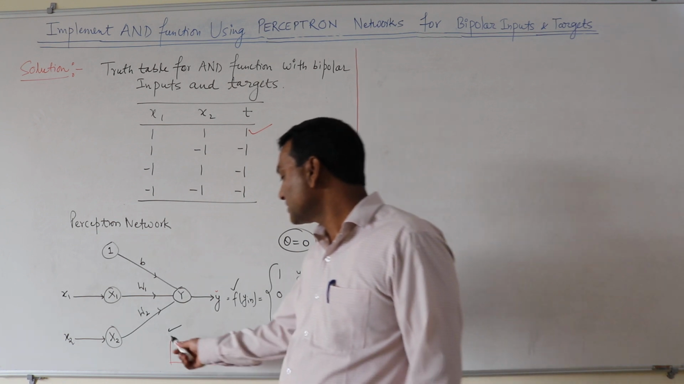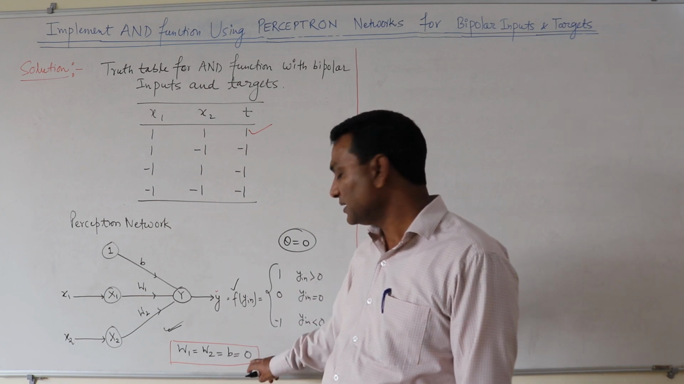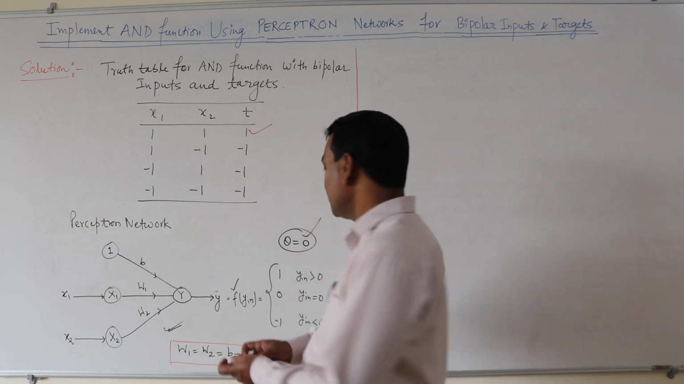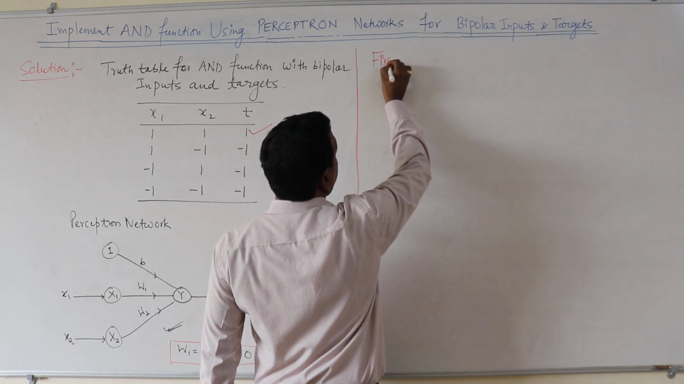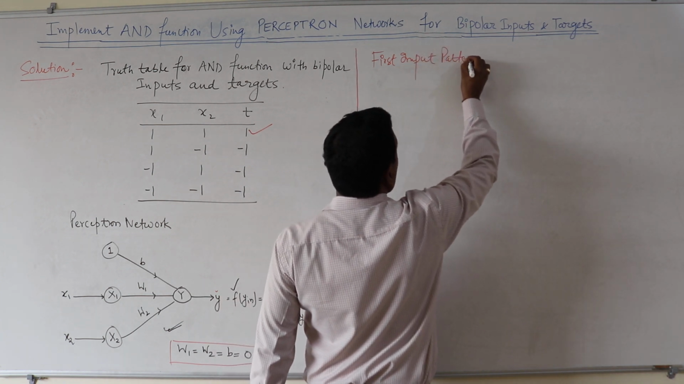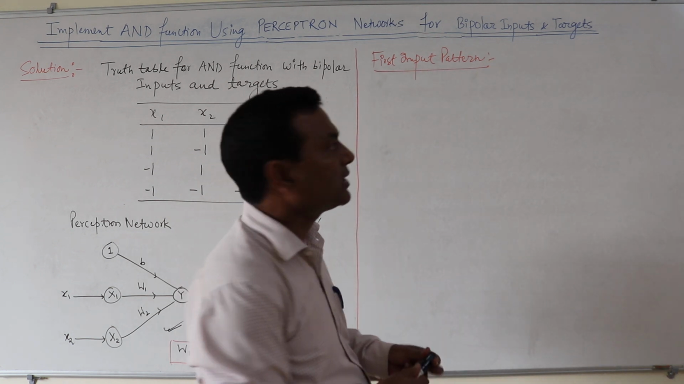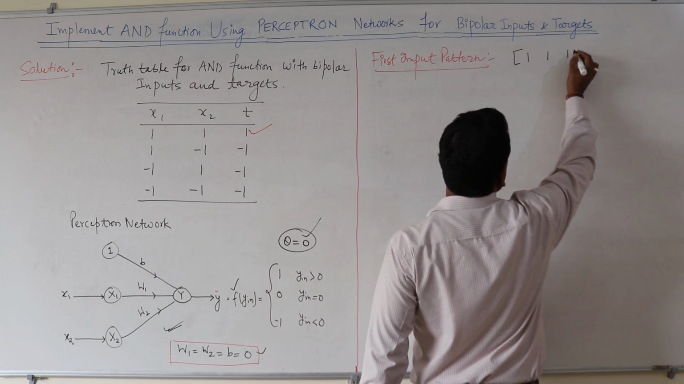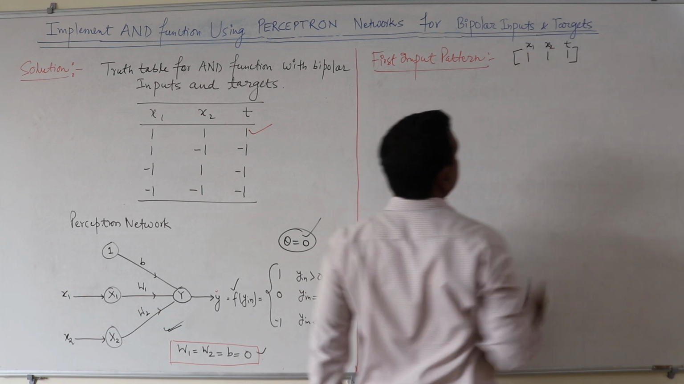We have supposed w1, w2 and b initially they are set to 0, theta is also 0. Now we will see the first input pattern, and the first input pattern is this, we can see from the table. This is 1 1 1, this is x1, this is x2 and this is t.